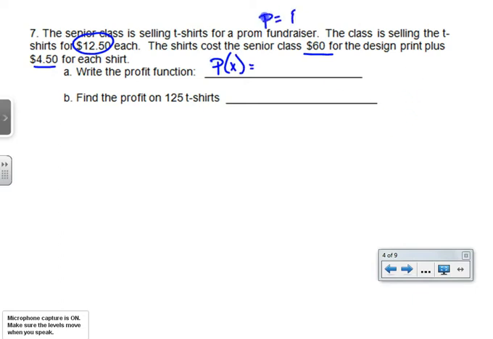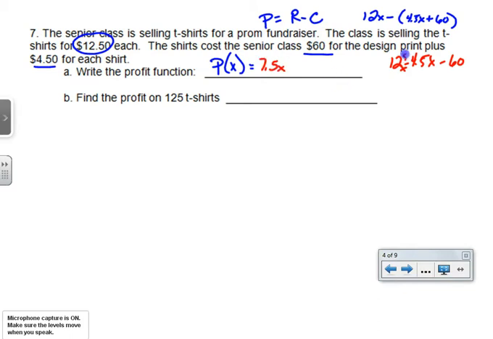Remember, profit is equal to revenue minus the cost. So for us, the revenue is that we make $12.50 into the cash register, at least, for each t-shirt. So revenue would be 12.5x. And then a cost associated with making these t-shirts, there's two different costs. There's a variable cost, which is 4.5x. And then there's also a flat cost of $60. So if I go ahead and I subtract both parts of that cost function, I get 12.5x minus 4.5x, and then also minus the 60. So when I combine my like terms, that's 8x. Let's see, that's 7.5x.